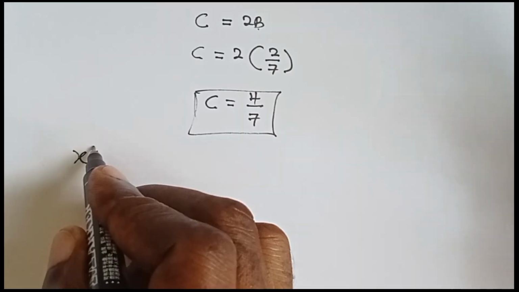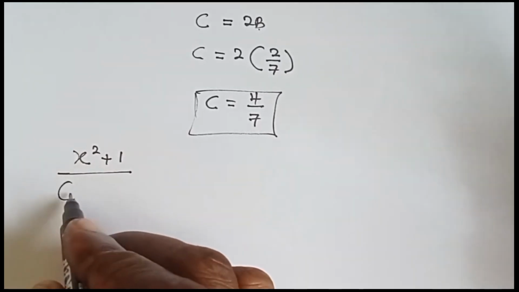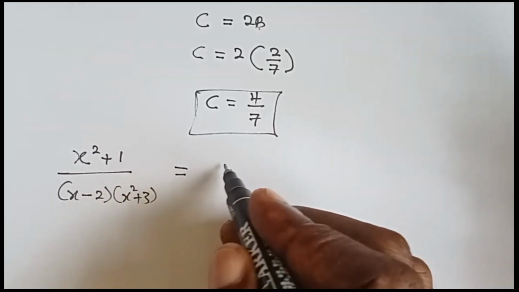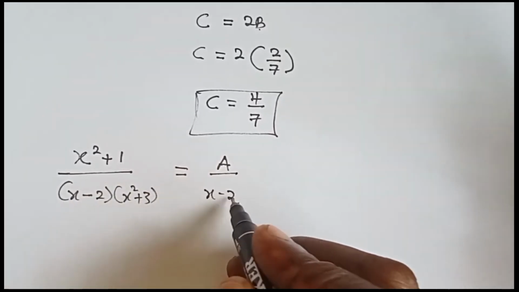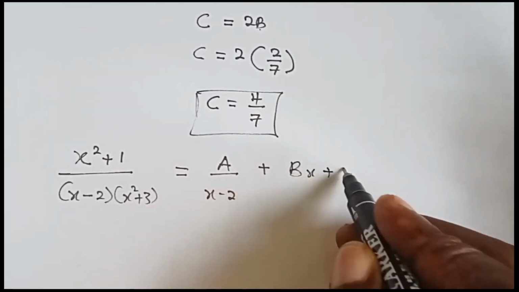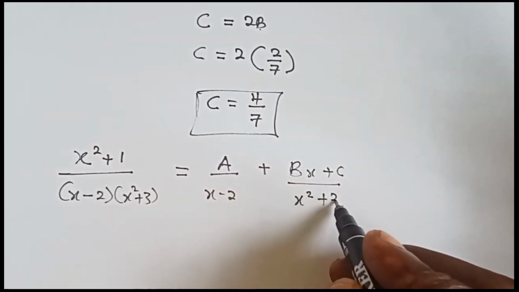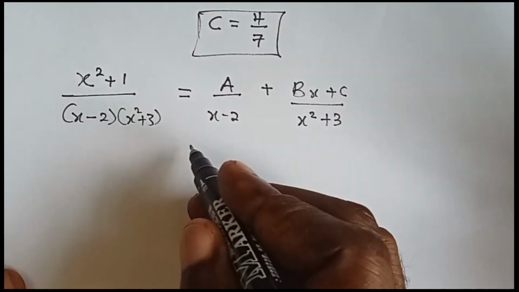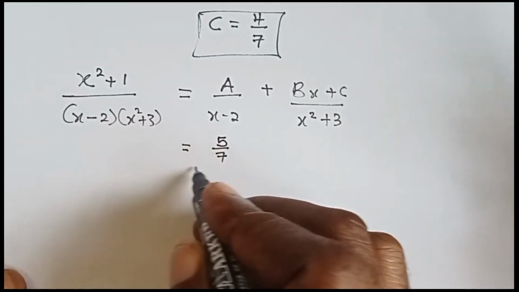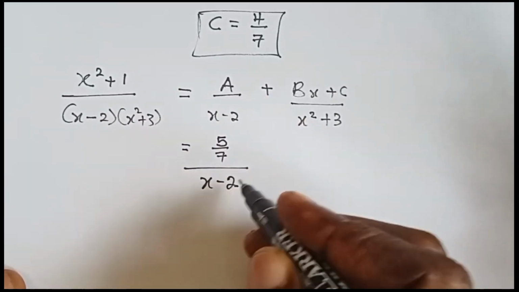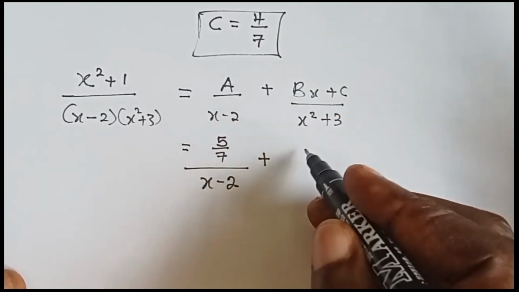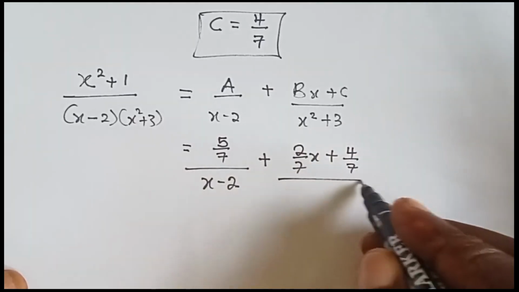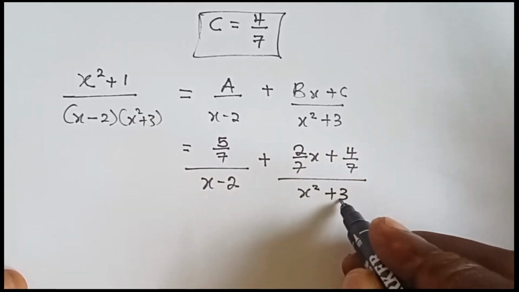Now, let's put it into partial fractions. We say (x squared plus 1) over (x minus 2)(x squared plus 3) is equal to a over (x minus 2) plus (bx plus c) over (x squared plus 3). Right, so now what is our a? Our a is 5 over 7. So here we're going to write 5 over 7. That is our a. Then we write x minus 2 plus, what is our b? Our b is 2 over 7, 2 over 7 x plus, what is c? 4 over 7. Everything over x squared plus 3.